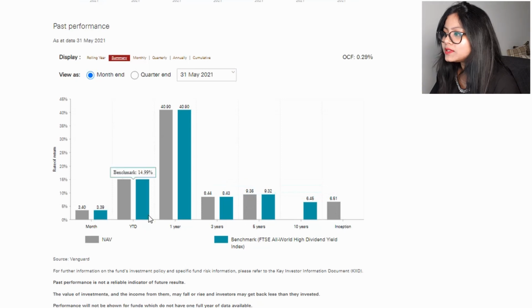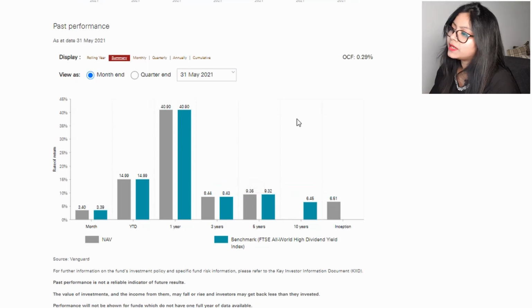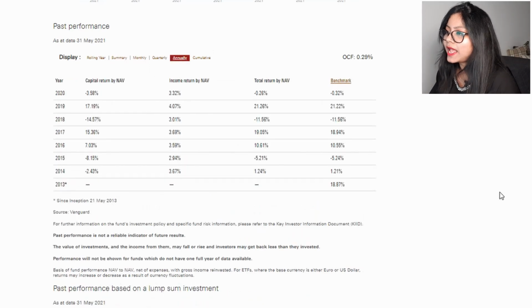So these are annualized numbers. So it tells you that if you hold your investment for 5 years on average, you can expect to get about 9% return every year for 5 years on an annualized level.